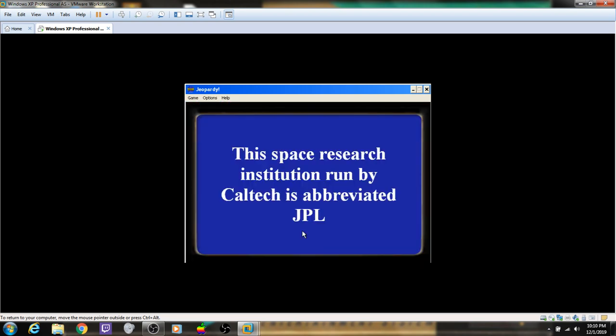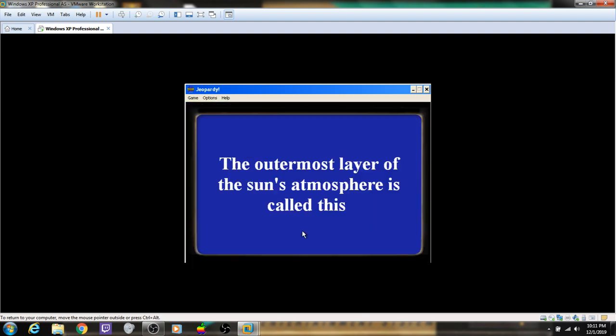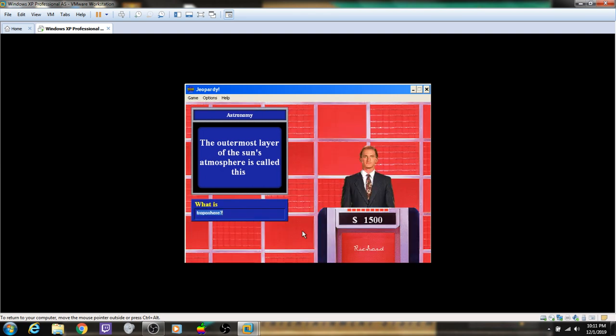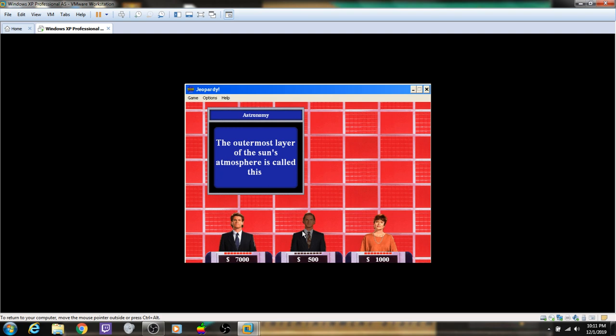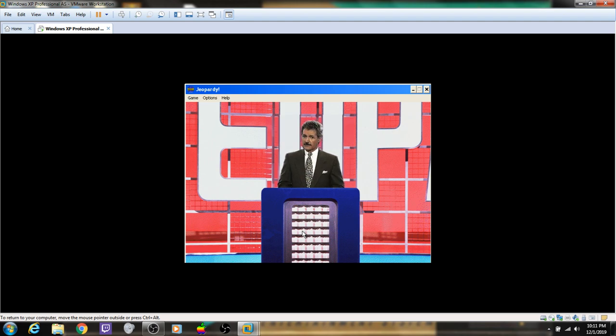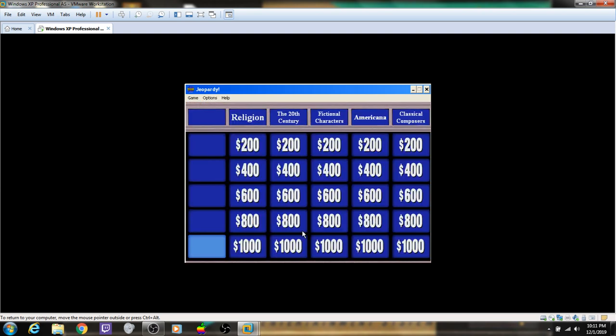This space research institution run by Caltech is abbreviated JPL. Contestant number 2: The Jet Propulsion Laboratory? Yes, that's correct. Astronomy 1000. The outermost layer of the sun's atmosphere is called this. Contestant number 2: Troposphere? Sorry, incorrect. Contestant number 3: No. Wrong. I'm not quite sure on this one, so I'm going to hold back. The Corona.